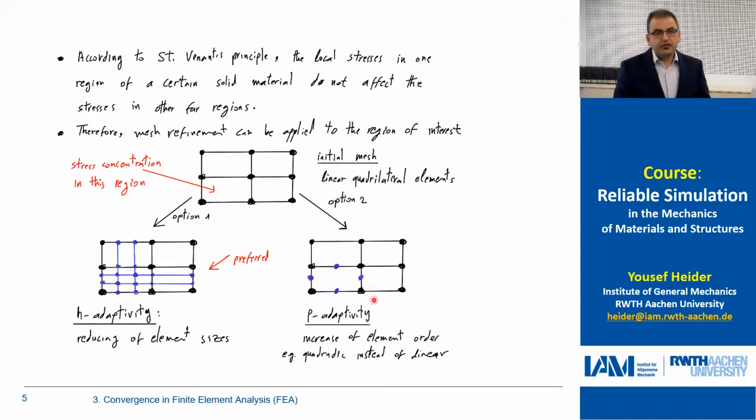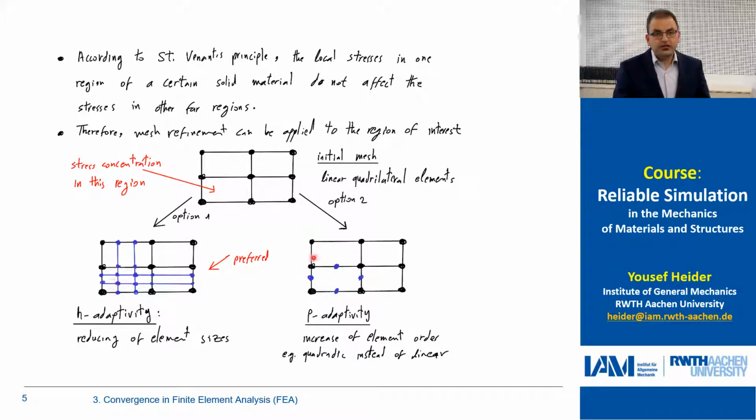Another way is to increase the order of the elements. Here we have linear quadrilateral elements. We can replace them by quadratic shape functions, so we put nodes in the middle. We could also have cubic shape functions, with more nodes. So we increase the order of elements so we can capture the stress concentration better. Most people go for the first option.